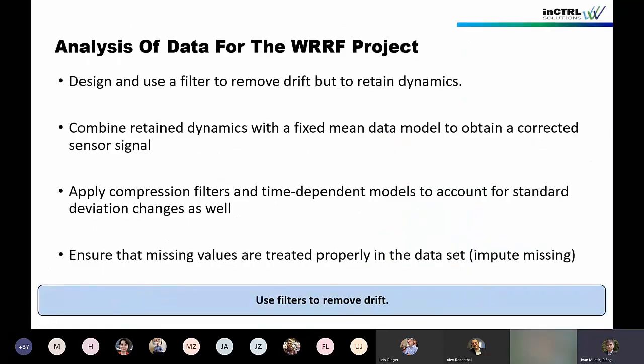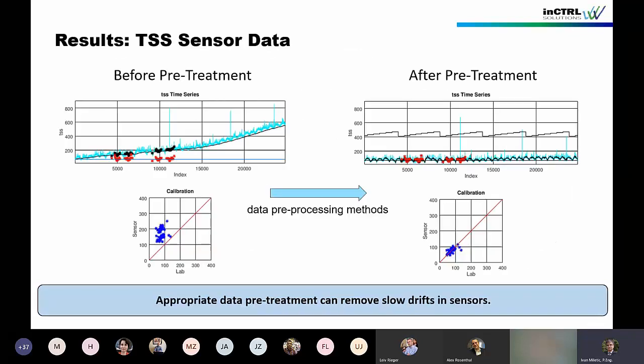So what can you do with that? Well, you can take a model like that and apply it to remove drift, but retain higher frequency dynamics that may be interesting or necessary for your analysis. Once the drift is removed, you can replace it with some other value that you think is appropriate, for example, a fixed or an average value. So that's what's done here.